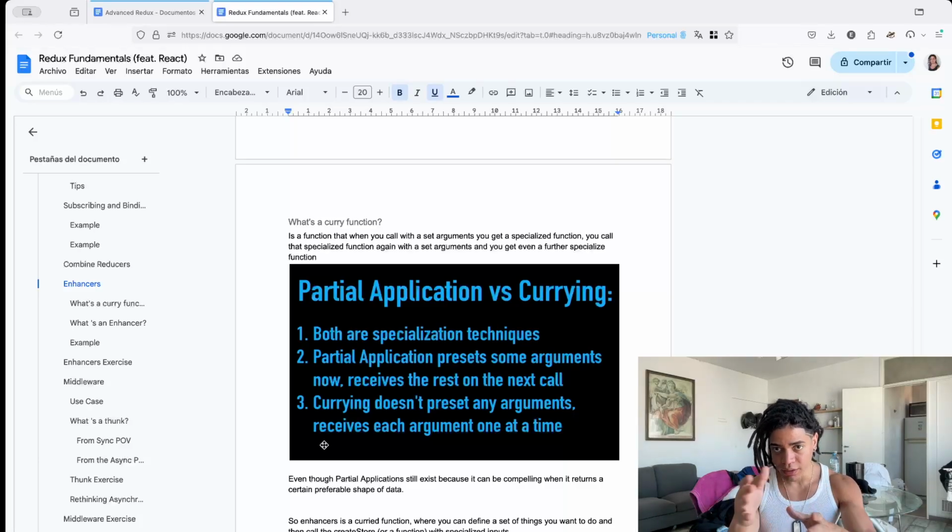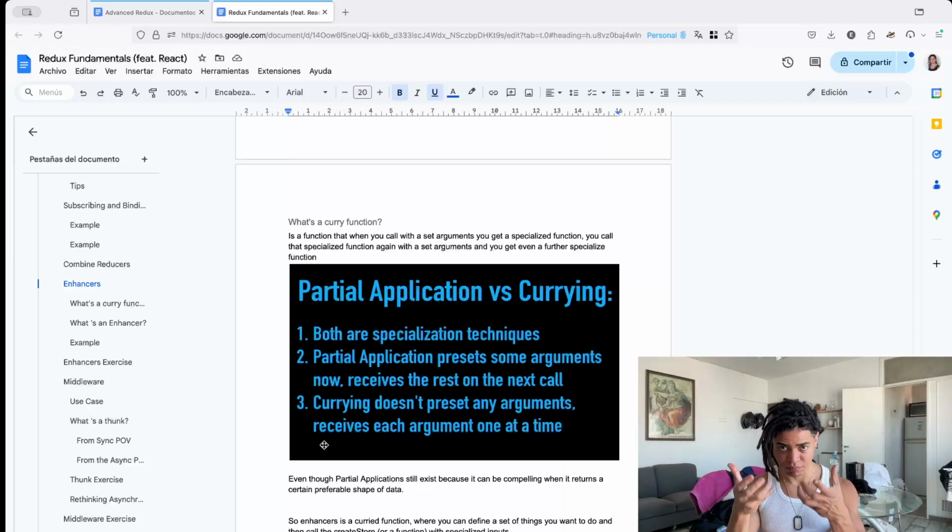The subtle difference is that with partial application, you preset some of the arguments and later on pass the rest. So anytime you call this function, you can pass a preset of arguments, and the next time you call, you pass the rest of the arguments, and so on and so forth. Currying says, don't pass me anything initially. You pass me one single input every time you call me. So one input, one output, one input, one output.